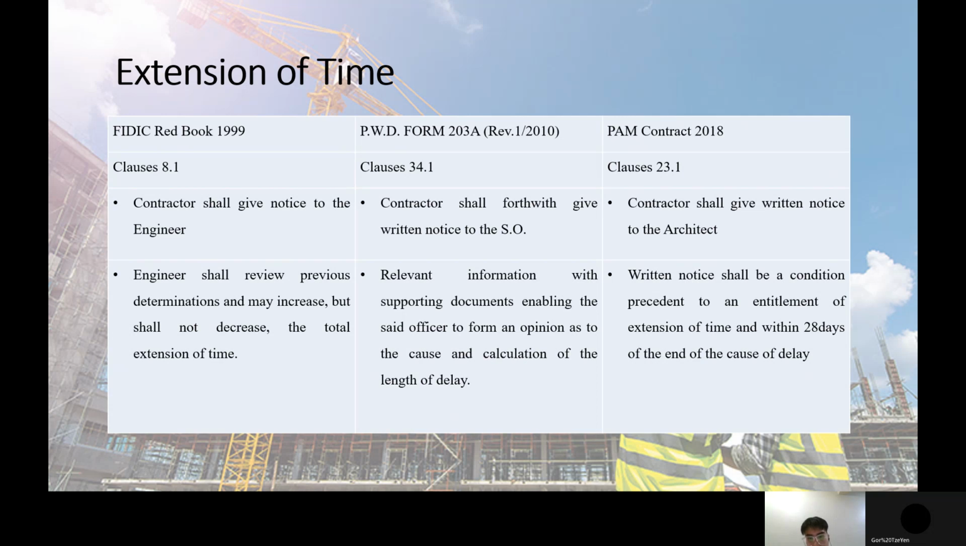Next is PAM Contract 2018. It uses clause 23.1. The contractor shall give written notice to the architect. Written notice shall be a condition precedent to an entitlement of extension of time and within 28 days of the end of the cause of delay.